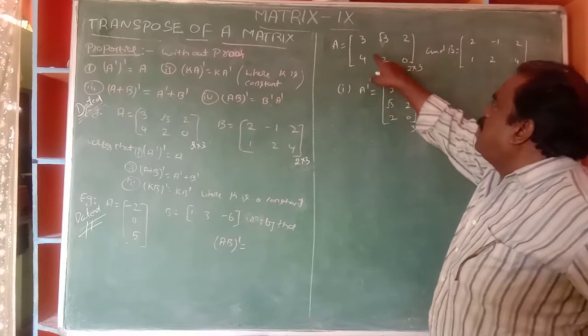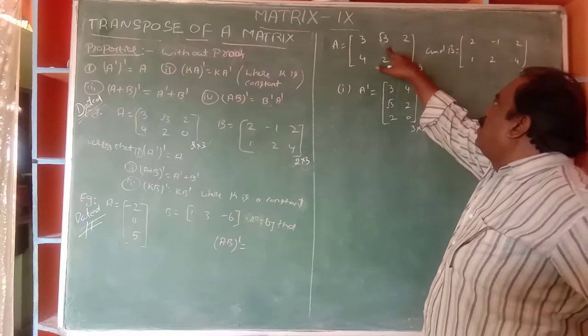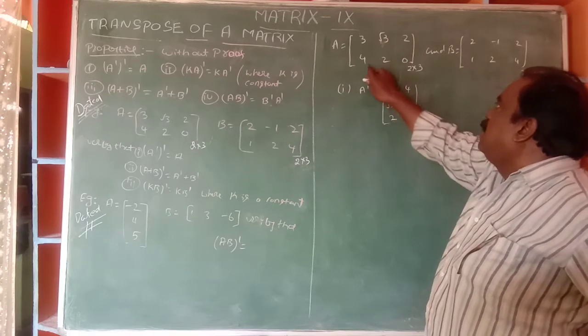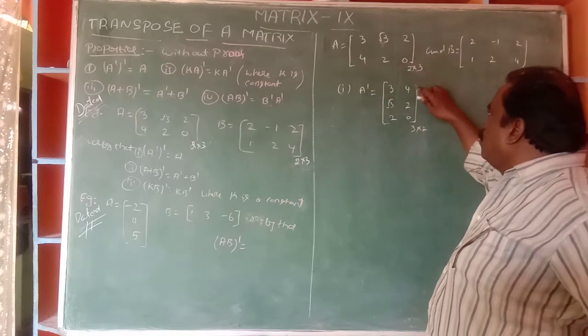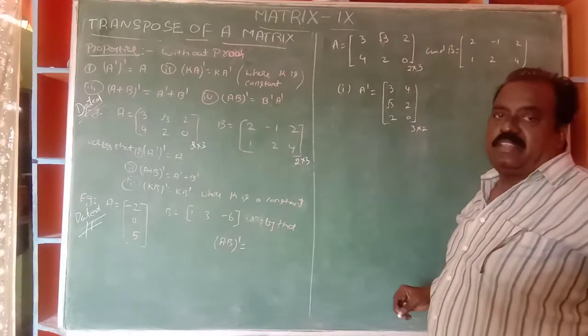Or we may take it as the first row, 3, root 3, 2, becomes the first column. The second row, 4, 2, 0, becomes the second column. This is A transpose.